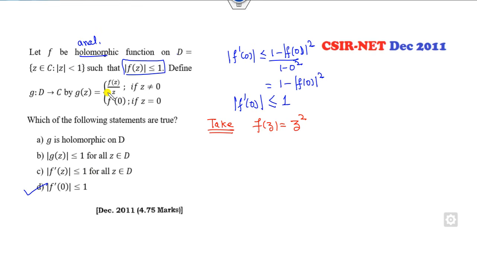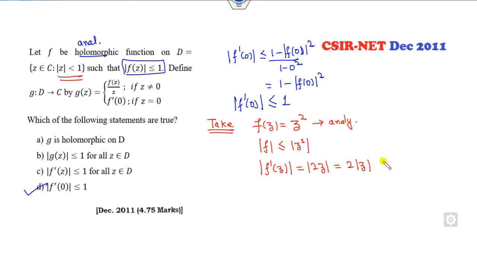Now what is my g? Clearly this is my analytic function, fine. Now what is the modulus of this value? It should be less than 1 here, clear? But I need the derivative. What is my f'(z)? It should be 2z, it should be 2 times this.